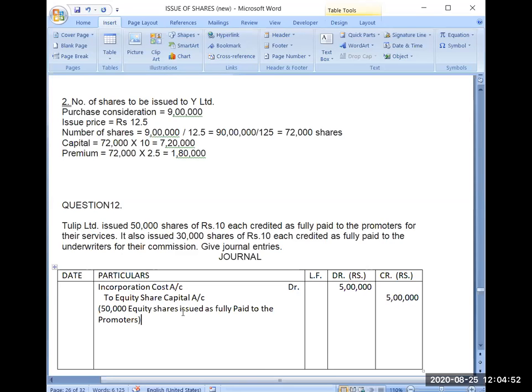Now coming to the next part. Now we are issuing shares to the underwriters. So underwriting commission, first we will book the expense. If anyone is not getting or any doubt is there, you can ask me. Underwriting commission account debit. Now how much will be the amount? Okay, we will come to the amount later on. First we will complete our journal entry. To underwriters.